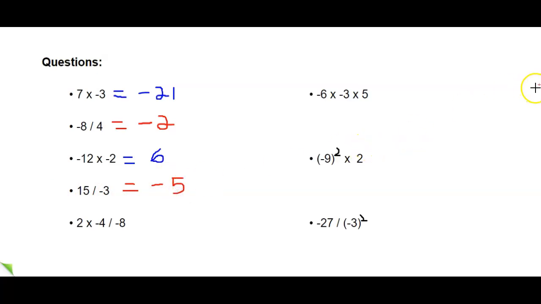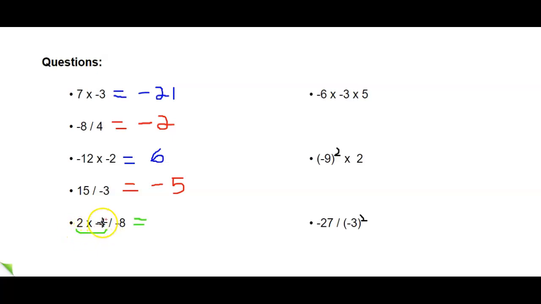Then we have 2 multiplied by negative 4 divided by negative 8. So let's deal with the first part first.